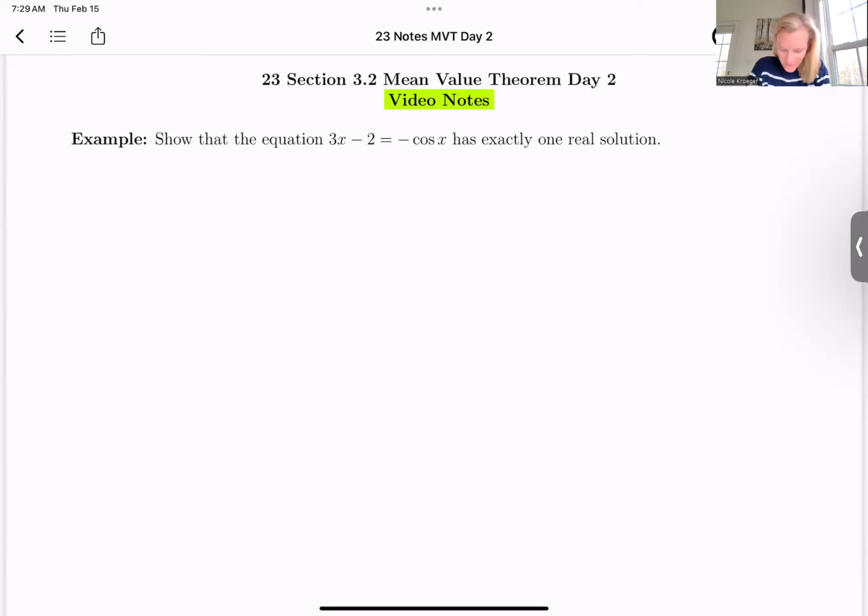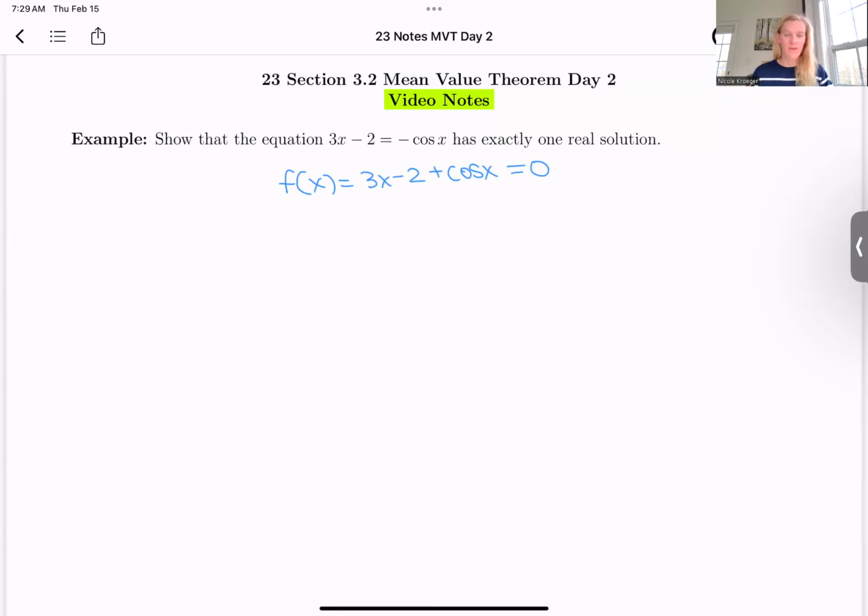So in this case, we want to show that this equation, 3x minus 2 equals negative cosine x, has exactly one real solution. So let's rearrange this first and then think about what this actually means and see how we can use the mean value theorem. So I'm going to rearrange this so that this is equal to 0. And so I'll just add cosine to both sides. So I'm going to call this f of x is 3x minus 2 plus cosine of x. And we want to show that this is equal to 0.